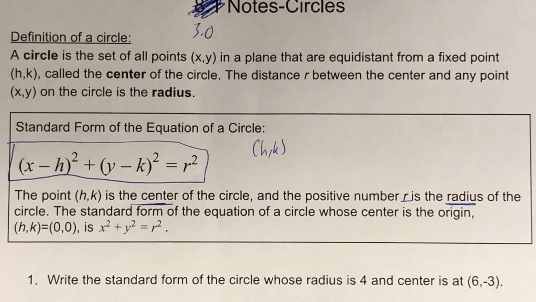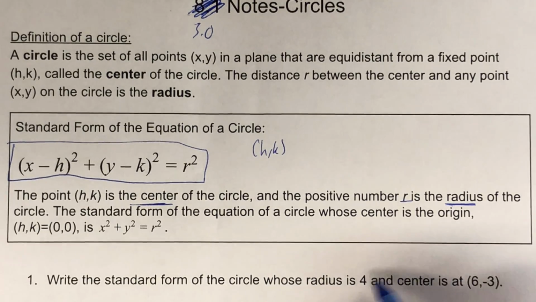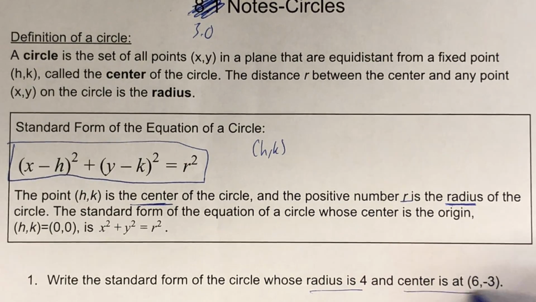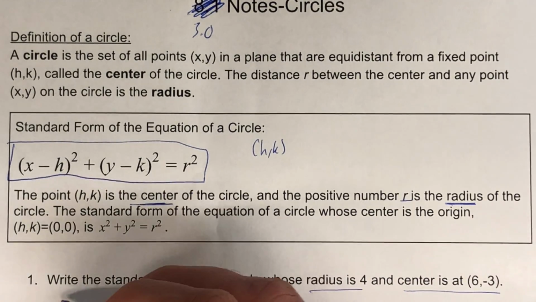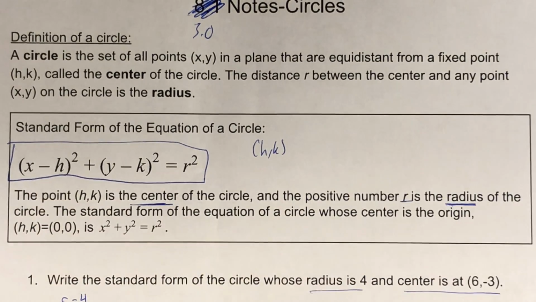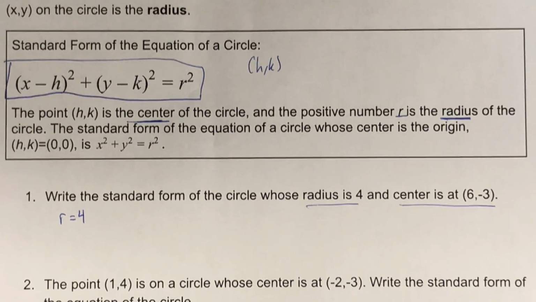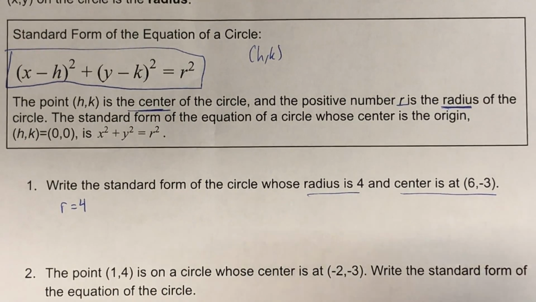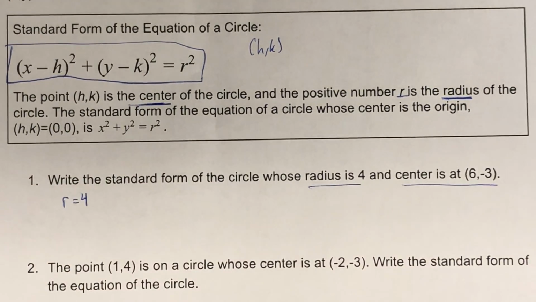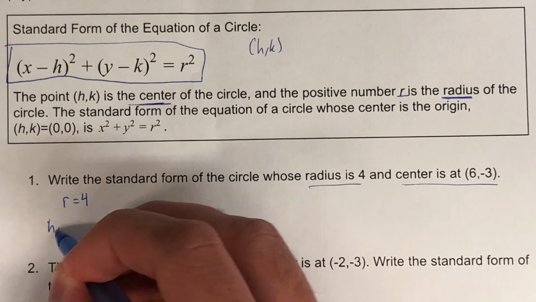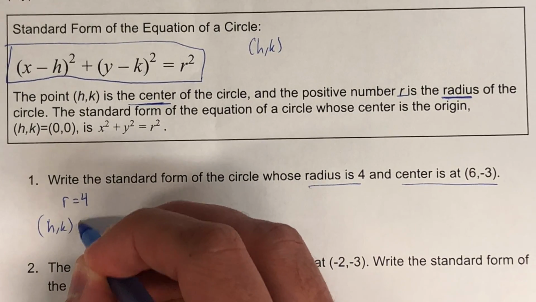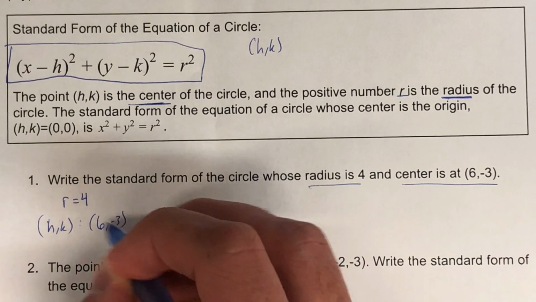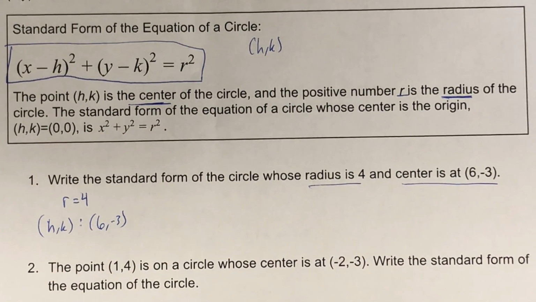So if we want to write the equation of a circle, it says write the standard form of the circle whose radius is 4, center is at 6, negative 3. Radius is 4, so r is 4. Our center is at 6, negative 3, so that means h is 6, k is negative 3.